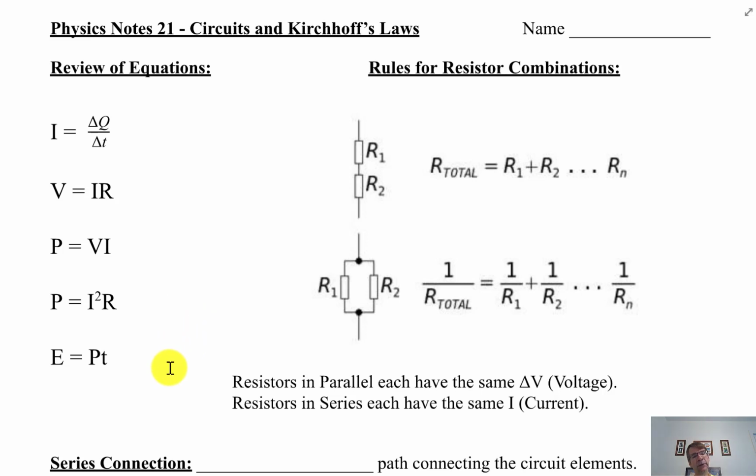Power is energy over time, and if you rework that, you get energy equals power times time. So we'll be using all those again.